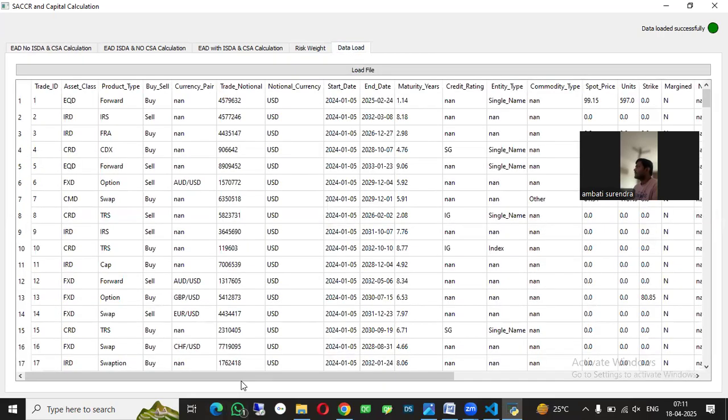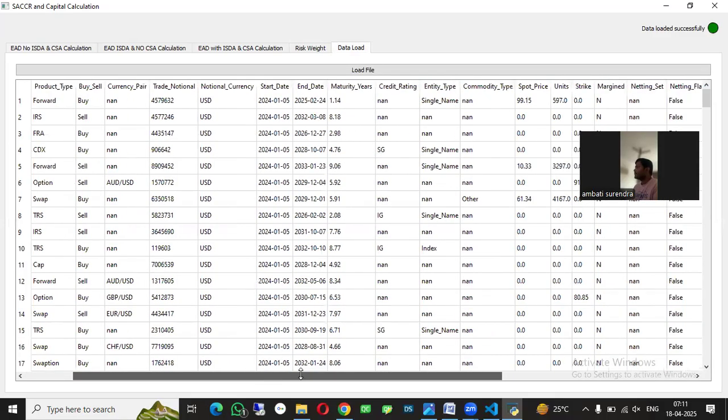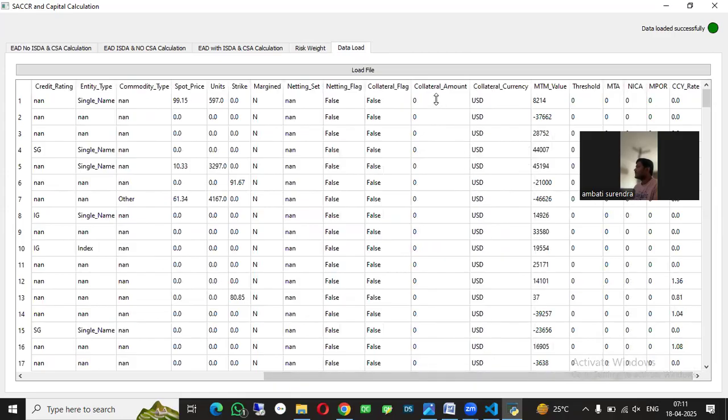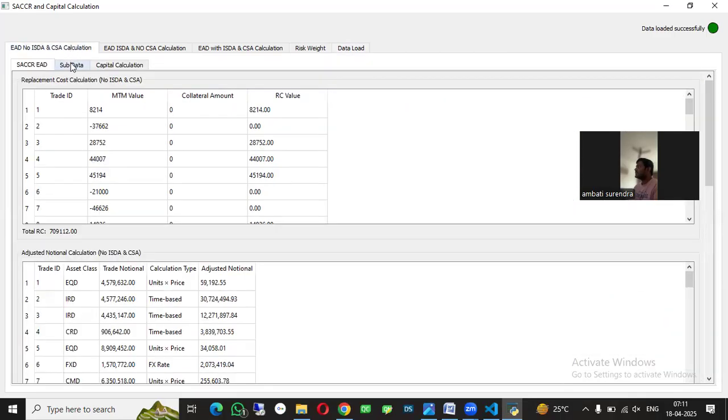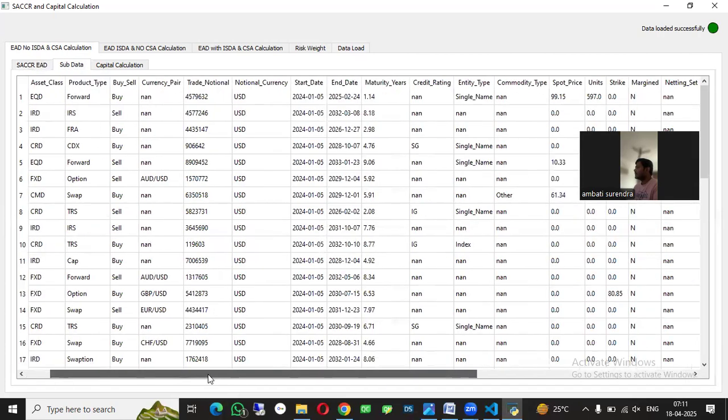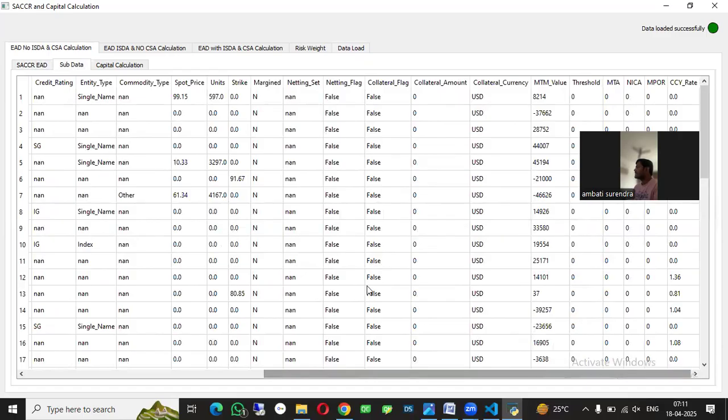And one other part: once we load the data, we can see different columns like trade ID, asset, product ID, etc. The important columns are netting and collateral. These two columns differentiate how to load the data into these three tabs. Like I mentioned before, EAD no ISDA no CSA calculation. If we come to this tab and subdata, all columns which are flagged as false for netting and collateral come under this tab, EAD no ISDA no CSA calculation. That's what you can see here.